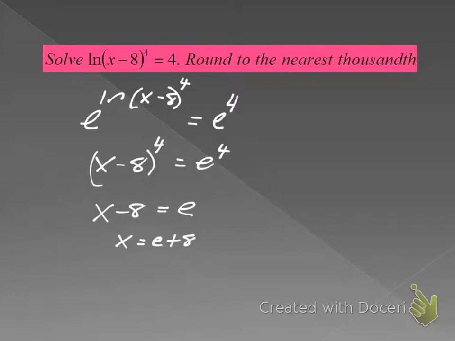Alright, so if you have to write that one down real quick, hopefully that one makes sense. Like I said, you start by taking the e's of both sides like we did on the last one. The left side cancels out. You're left with just the binomial to the 4th power. Take a 4th root right here. I didn't show that. I can do that here in yellow. Take a 4th root of both sides. That way the 4th power is canceled. You're left with x minus 8 equals e. Add 8 to both sides, you get e plus 8.